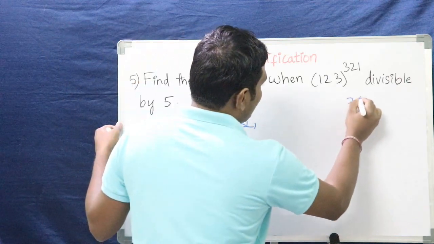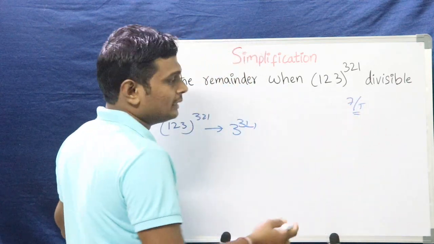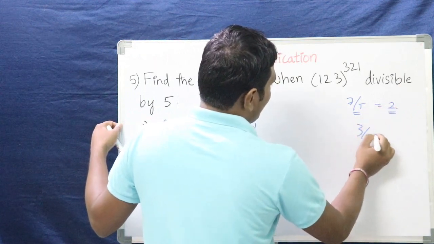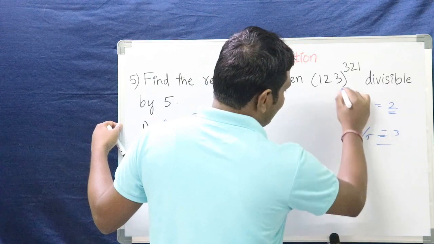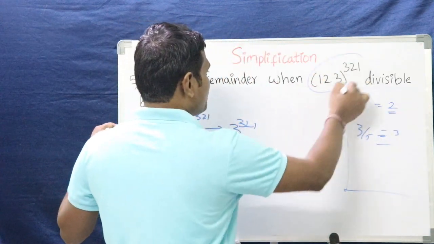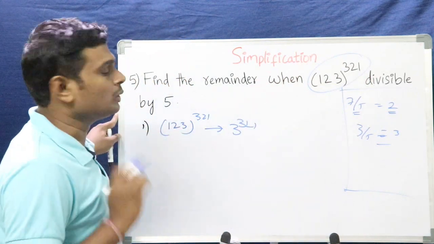Let's take this one. 7 divided by 5. How much we will get? We will get 2 as remainder. 3 divided by 5. How much we will get? 3 as remainder. Like that we need to calculate the remainder after we calculate the unit digit of 123 to the power of 321.